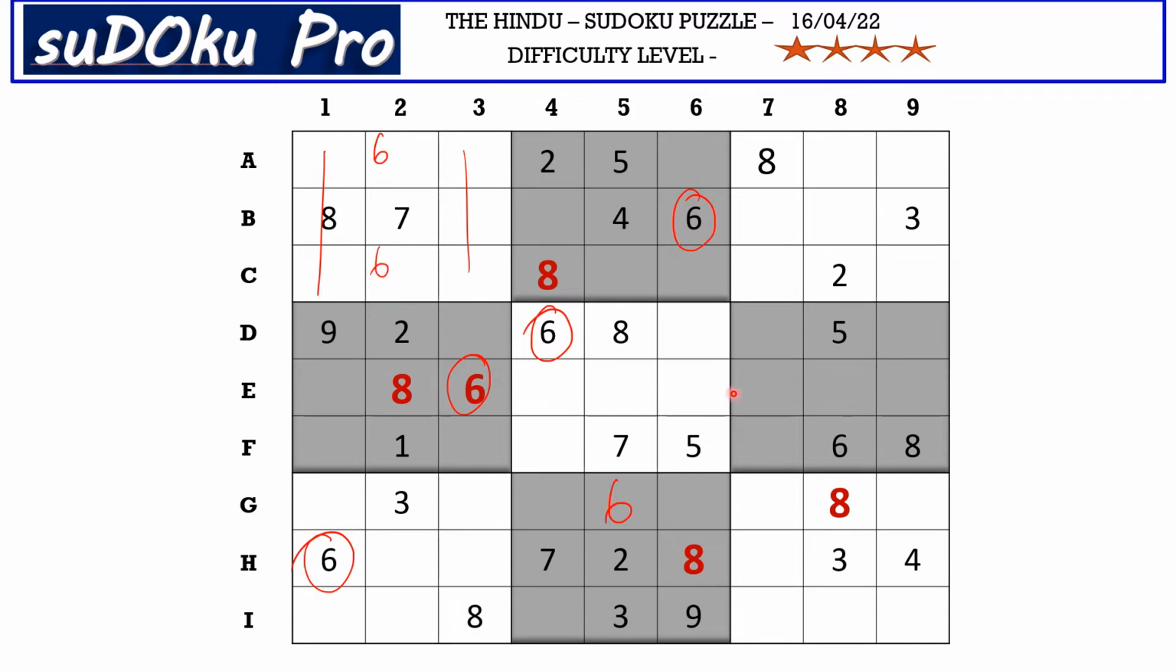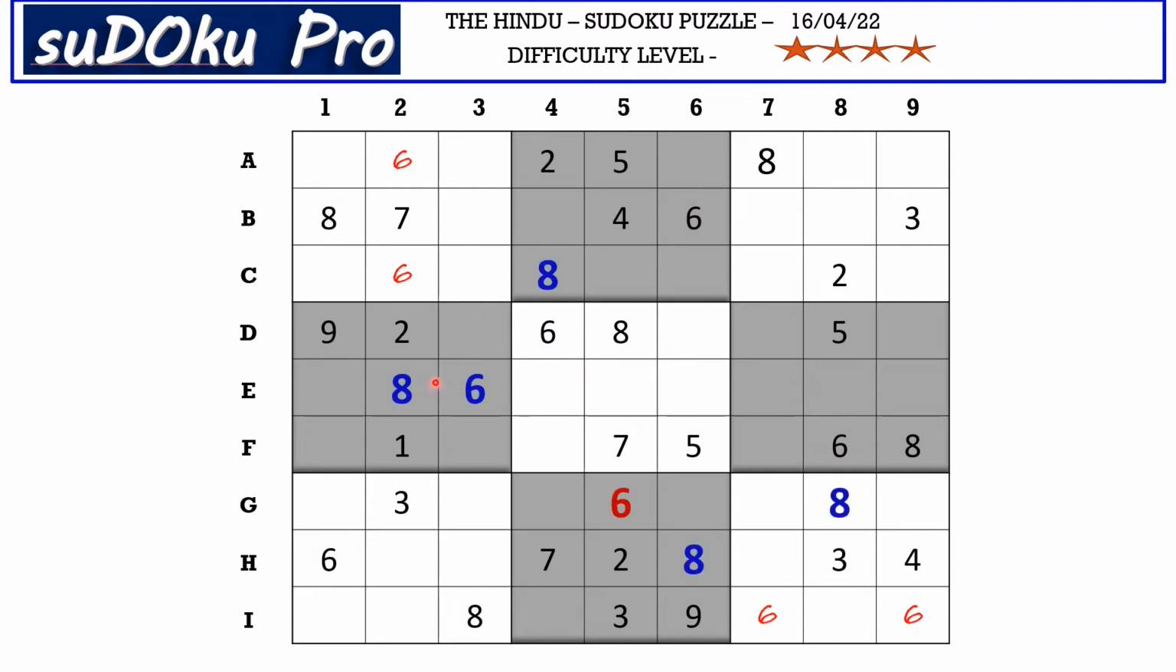And moving down here, you have 6 in G row and 1 in H row, which blocks these two rows. So 6 has to be in the bottom row. You have a 6 here in column 8, which blocks here. So either I7 or I9 takes 6.